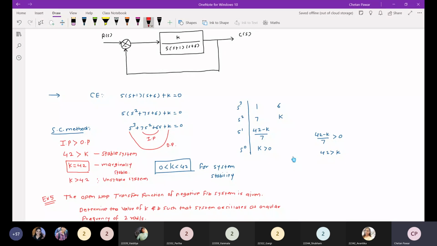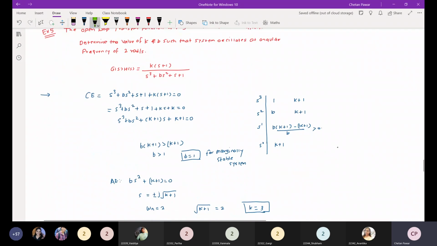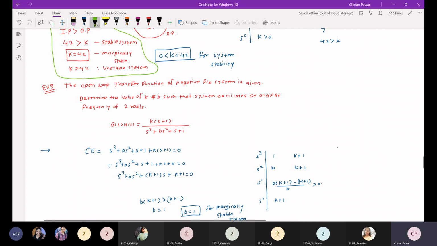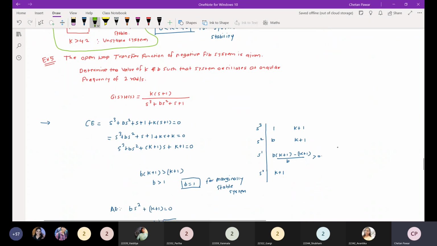This shortcut you need to apply only if there is a third order characteristic equation, only for third order. So this shortcut method you can use in competitive exams. Example number 5 is the same as that, so let us see example number 5.